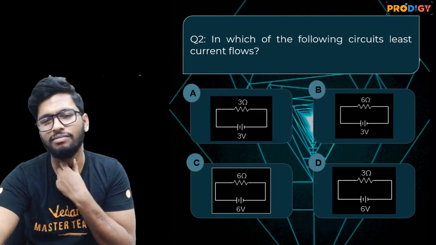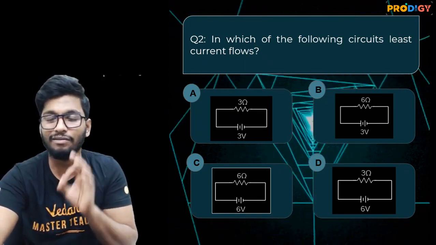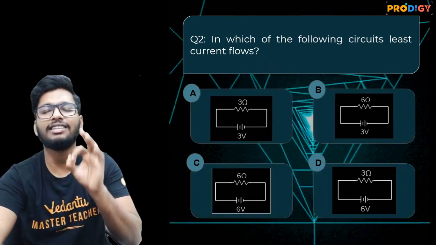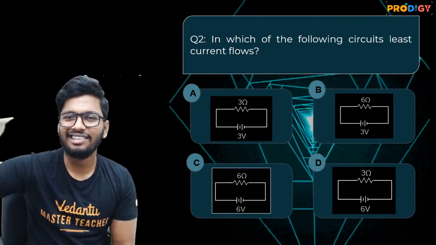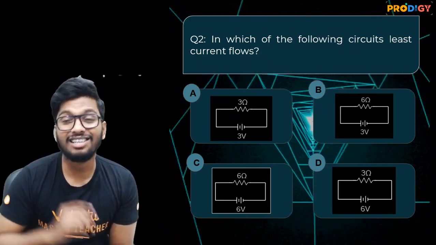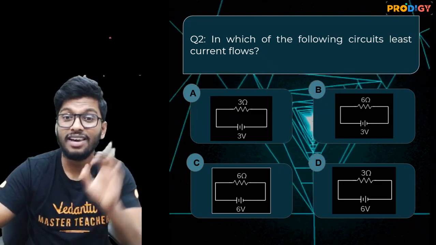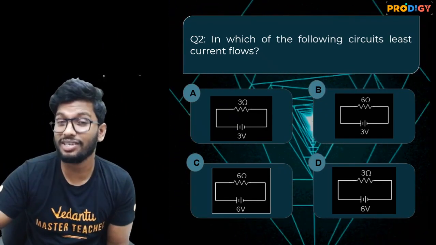Simple. Second one. In which of the following circuits does the least current flow? I know that you guys saw the answer. Erase that. Try to do it by yourself. In which of these is the current flowing through it the least? Now again guys, you have to use Ohm's law itself. This is basically a trial and error method. So you have to try out all the 4 and find out which one has the least amount of current.